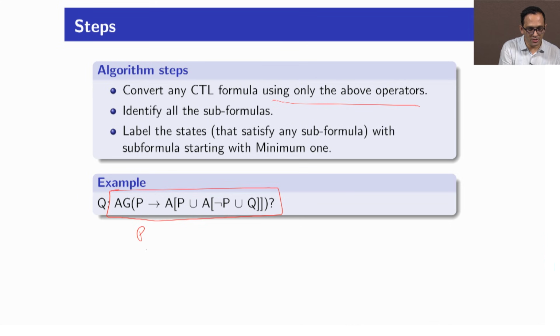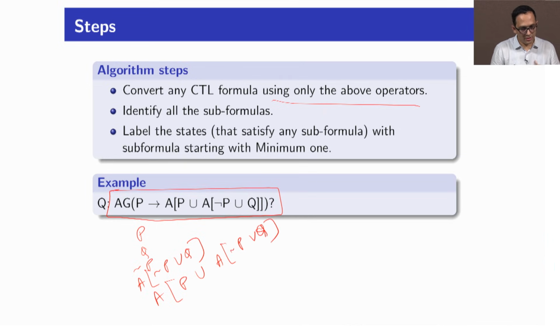How do you approach it? Because I am saying that I am going to level the states with formulas, right? How will I do it? I will basically identify all the sub formulas. So, for example, what are the sub formulas here? You have P, you have Q, you have not P, right? Then you have A, not P until Q, right? Then you have A, P until A, not P until Q, right?